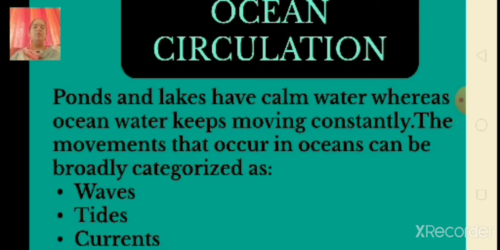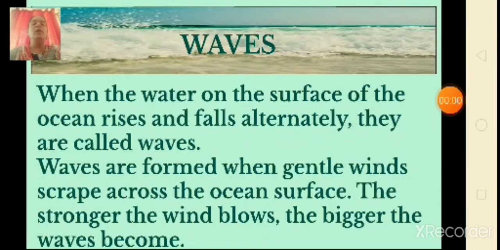First, we are going to learn about waves. So, what are waves? If you have ever gone to the seashore, the rise and fall of the water on the surface of the ocean are called waves. If any of you have ever played with a ball, if you have ever thrown the ball in the ocean, have you noticed how the ball is taken away and ultimately thrown back on the shore by the waves? It is a fun game, isn't it, children? So, what happens? The ball gets washed back to the shore by the waves. When the water on the surface of the ocean rises and falls alternately, they are called waves.